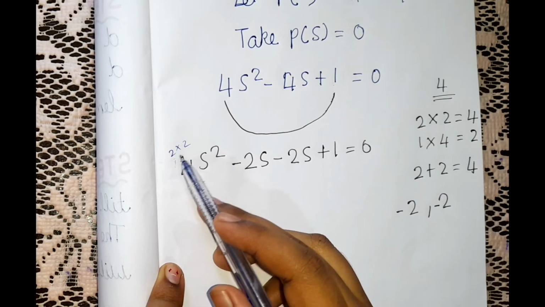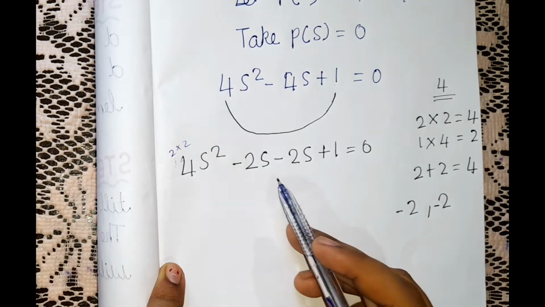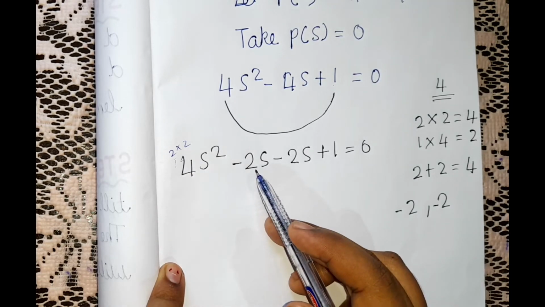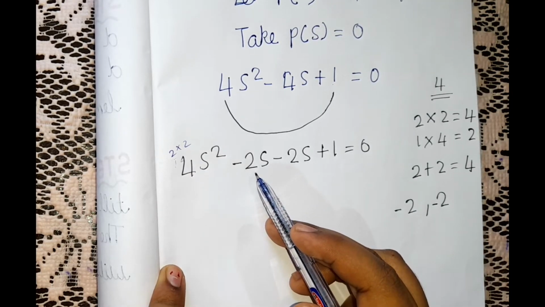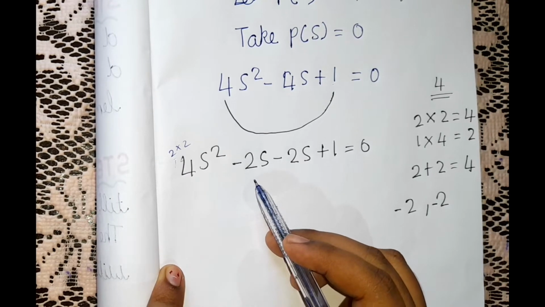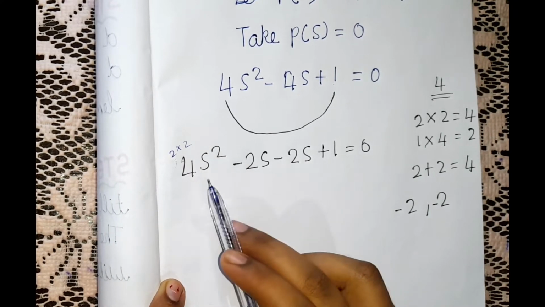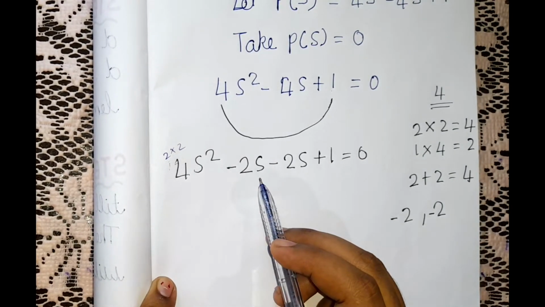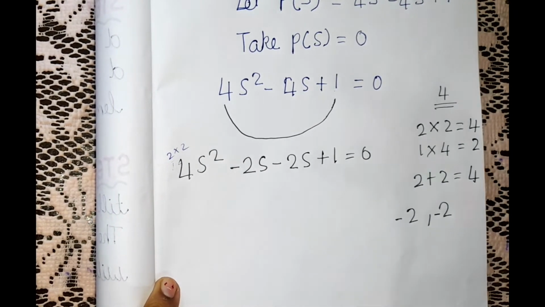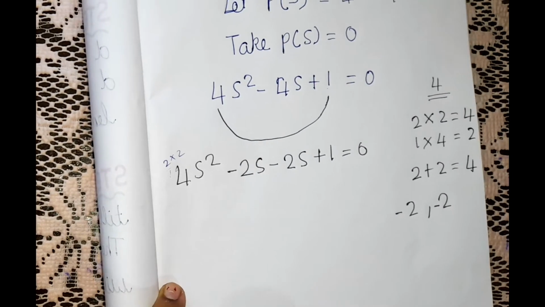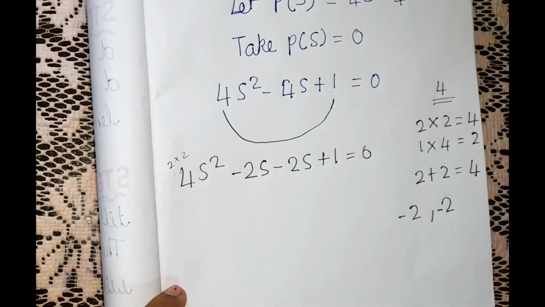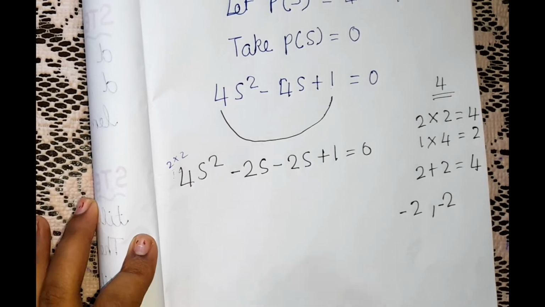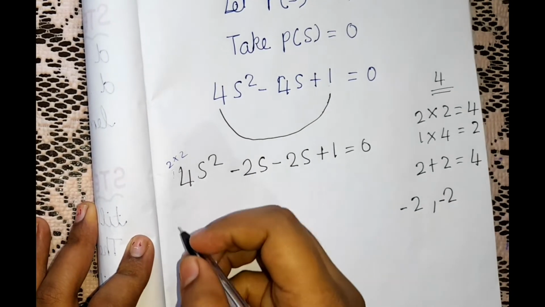So here we have 2, here also we have 2, and here also we have 2. So 2 is common in this right over here. But when we check it with the s, here we have s square, and here we have another s. That means we have 3 s's. So here we have 3 2's as well as 3 s's. So what we are going to do is take 2s as common.